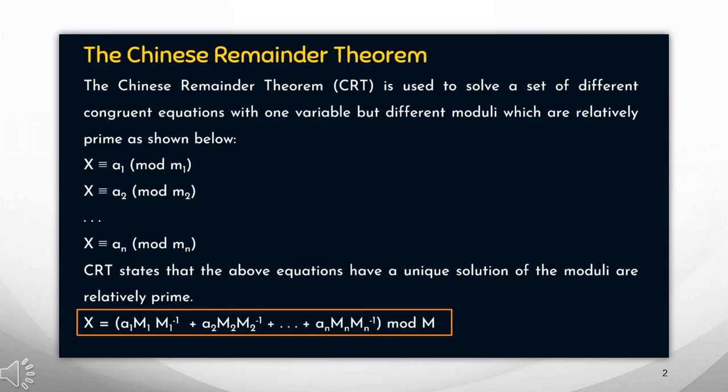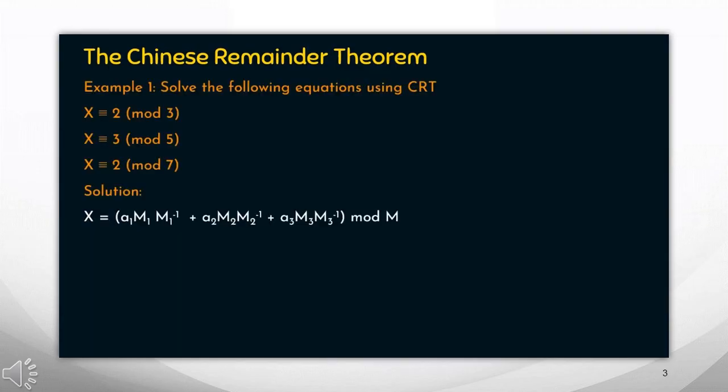What is the Chinese remainder theorem? The Chinese remainder theorem, or CRT, is a method used to solve systems of simultaneous congruences with different moduli. It allows us to find a unique solution under certain conditions. This is especially useful in computations involving large numbers, such as in RSA encryption.